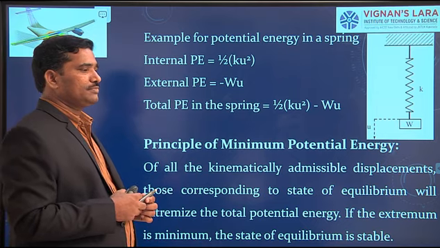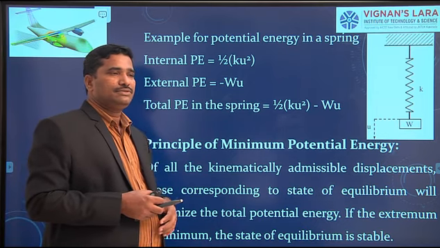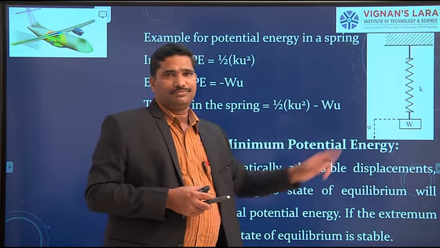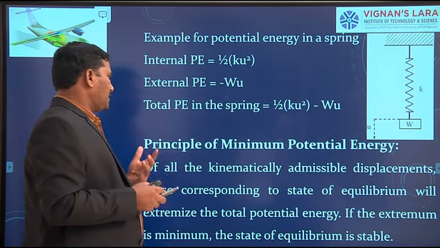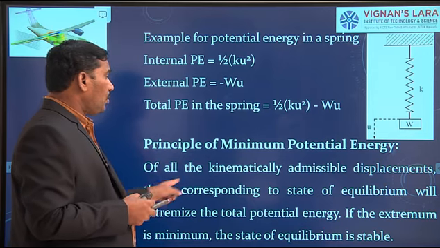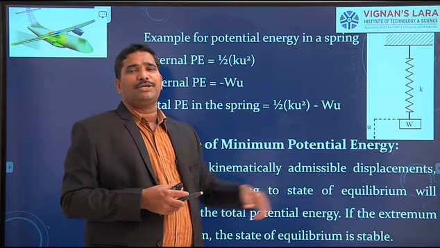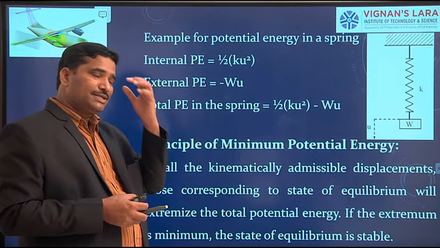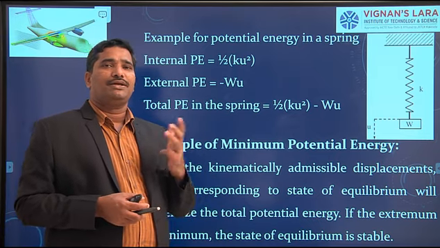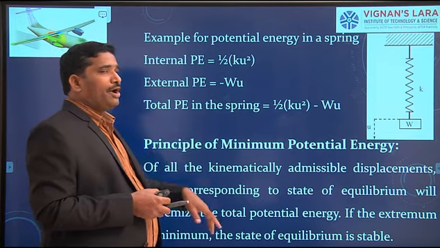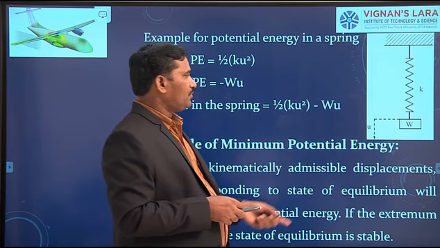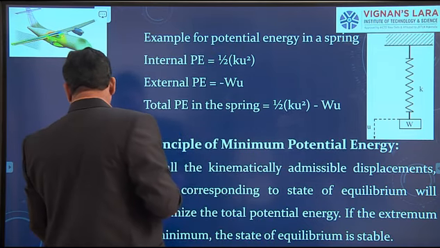So in such a case, we can say, of all the displacements, but here we have only one displacement, that is U. This is the reason why in general, if we state of all the kinematically admissible displacements, those corresponding to the state of equilibrium will extremize the total potential energy. As I said in the previous class, extremum may be maximum or minimum. Those corresponding to the state of equilibrium, observe here, we have only one displacement. So this U corresponds to the state of equilibrium.